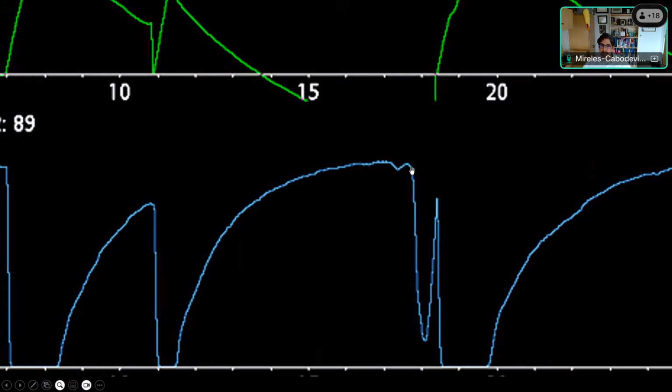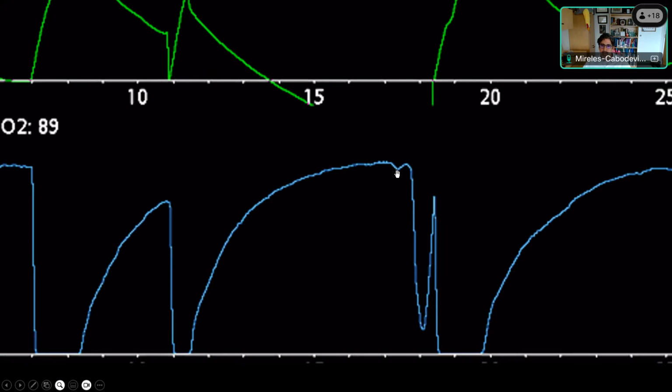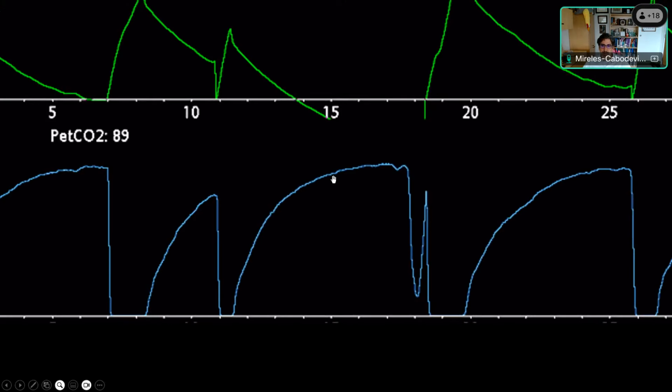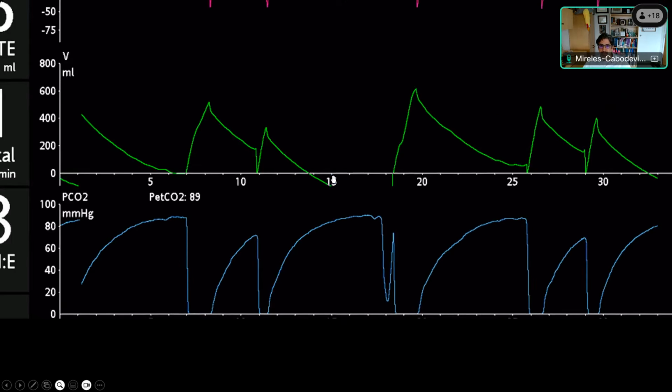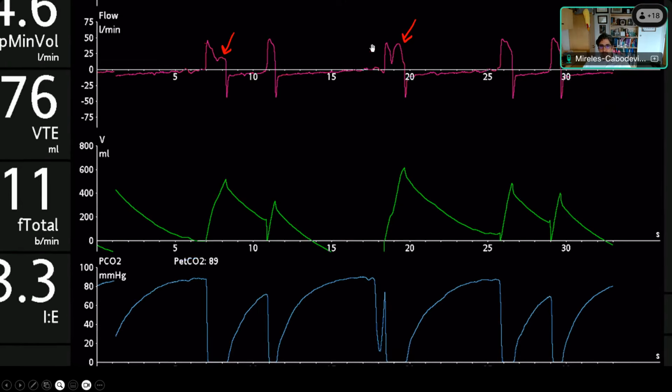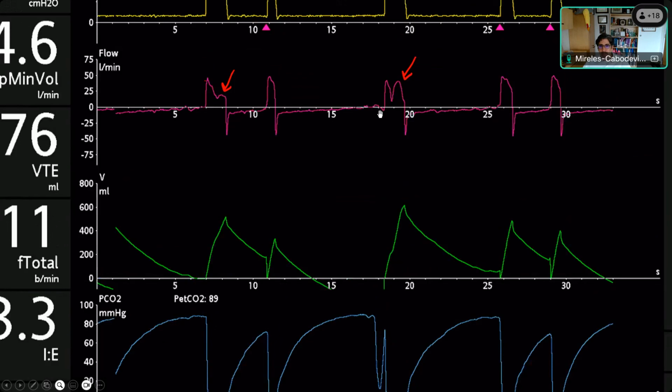So that may be the end-tidal CO2 is useful for us to highlight if there are, it may show the presence of failed triggers. It's a good way for us to amplify the signal. So I think that this one was going to be a failed trigger, and then the machine triggered the breath.